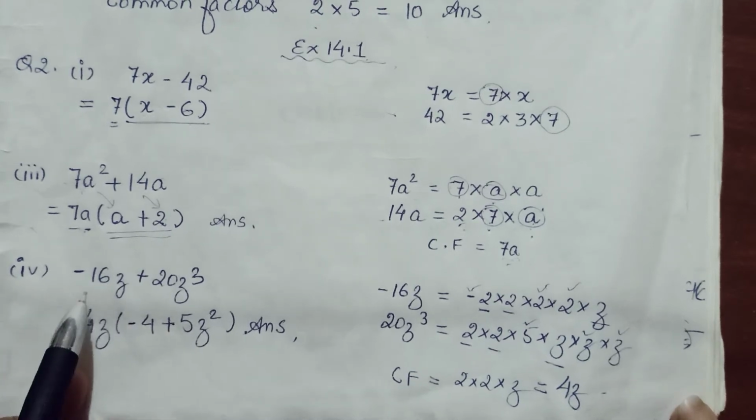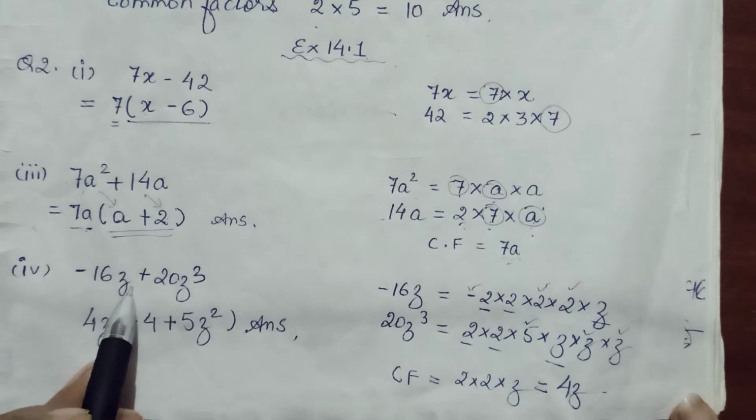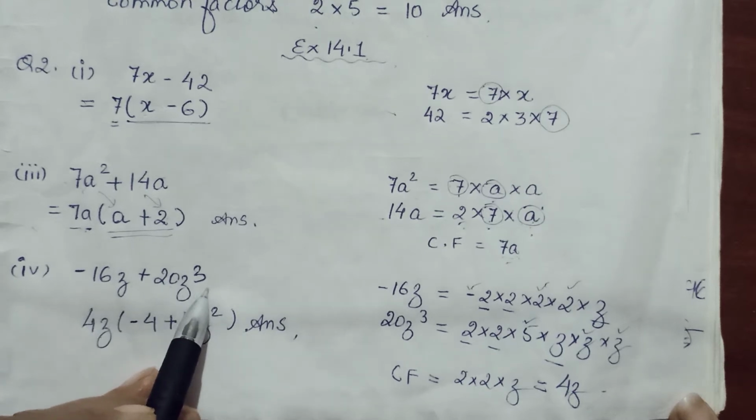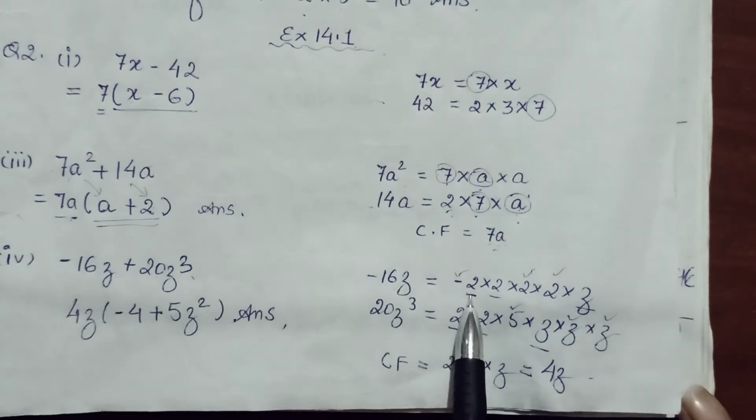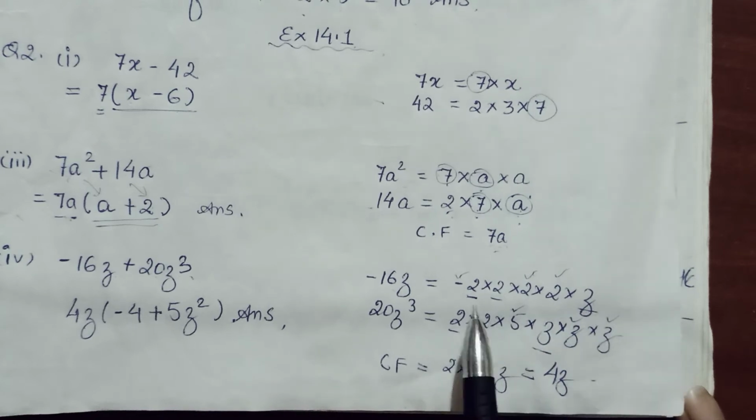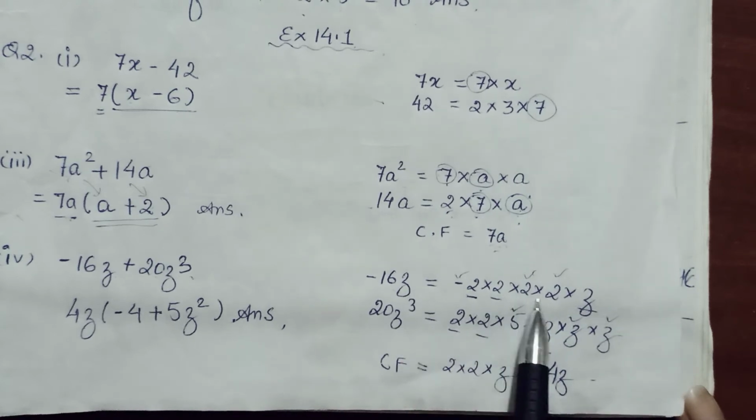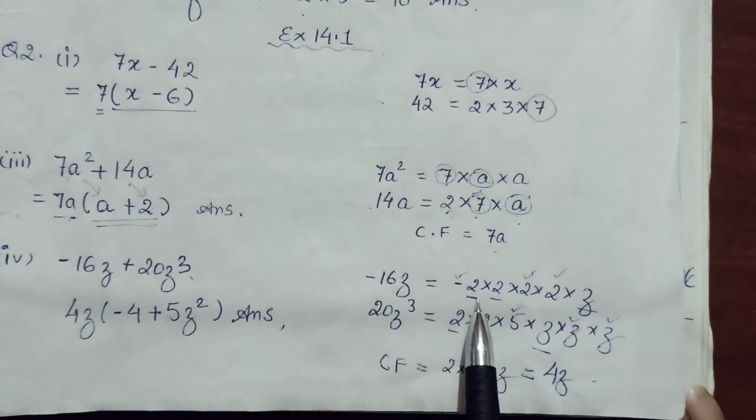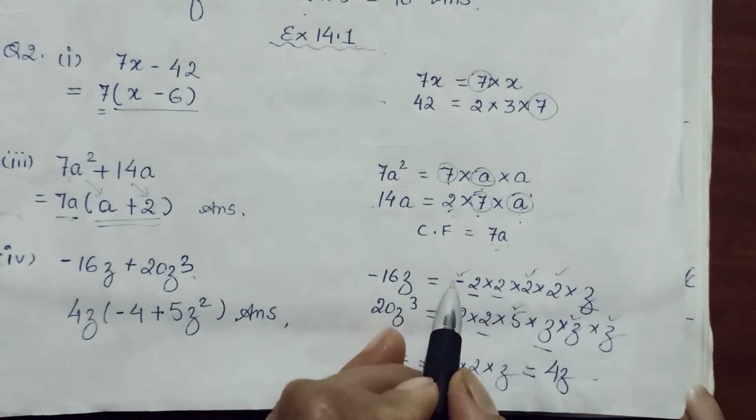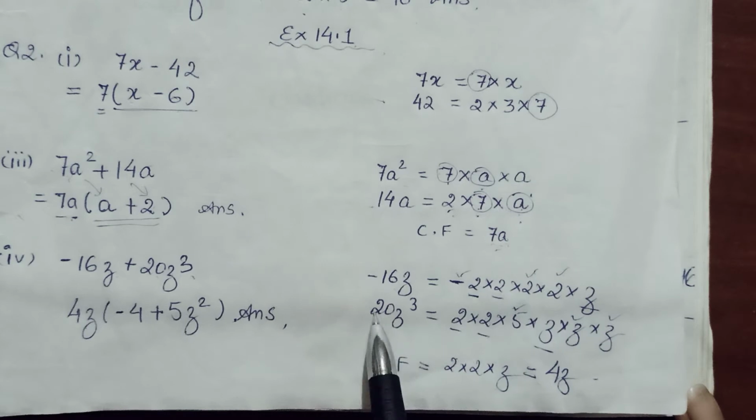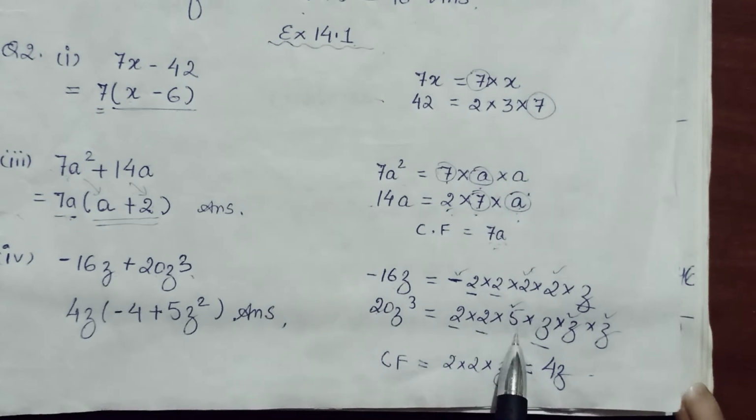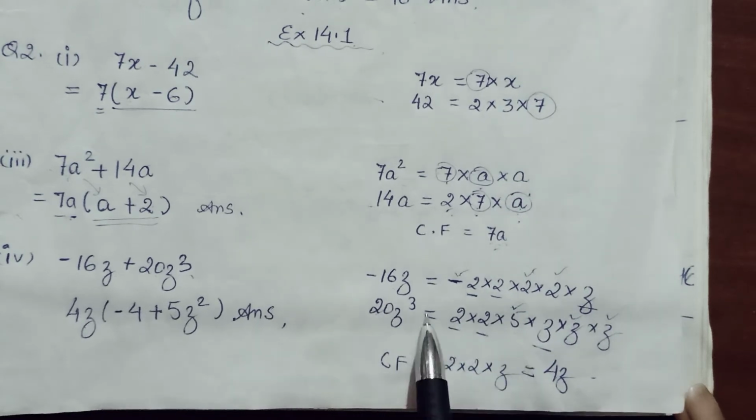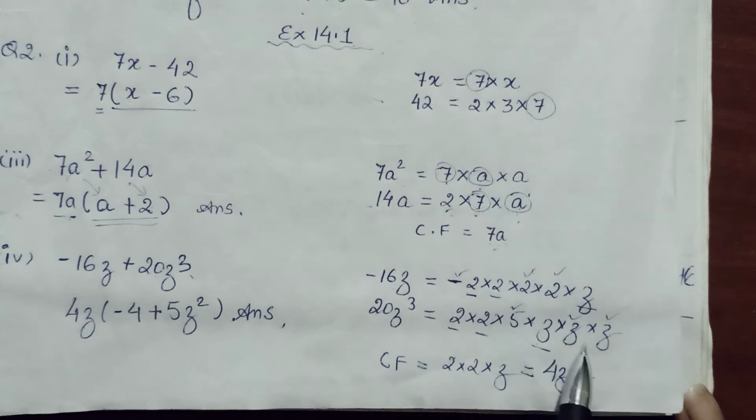Next one, if you see, minus 16z and 20z cube. If you factorize the terms individually, 16 is 2 into 2 into 2 into 2, and z was there. And a negative sign, of course, signs are also equally important. Then 20 has factors 2 into 2 into 5, 2 2s are 4, 5s are 20. Z cube means z into z into z.